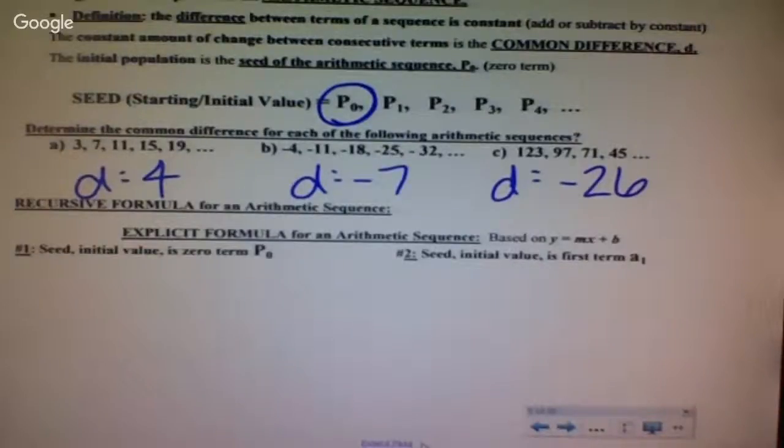Okay, so you have 2 different ways that you can write an explicit formula. The first one is using y equals mx plus b. So this is now y equals dx plus P sub 0. This is going to be the one you're going to use most often. I'm also going to show you how to cheat with the calculator.